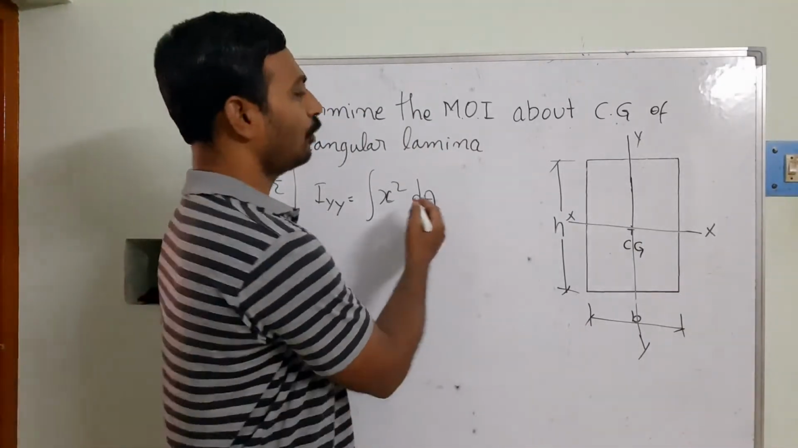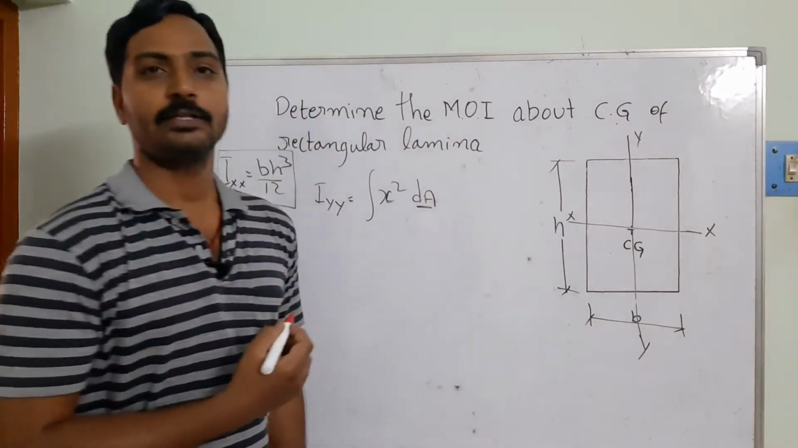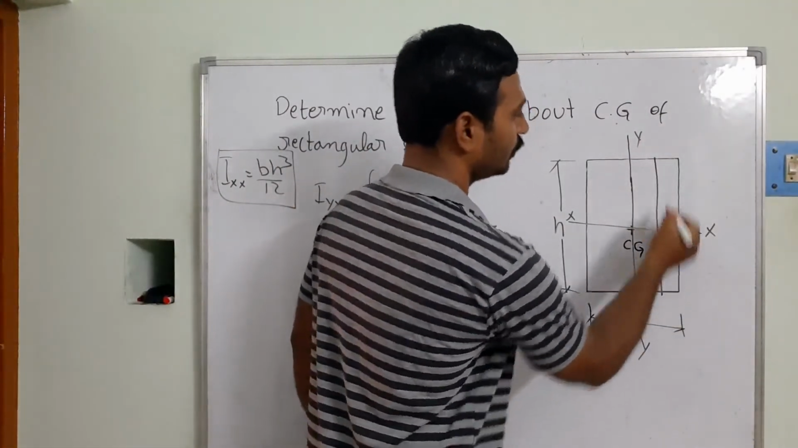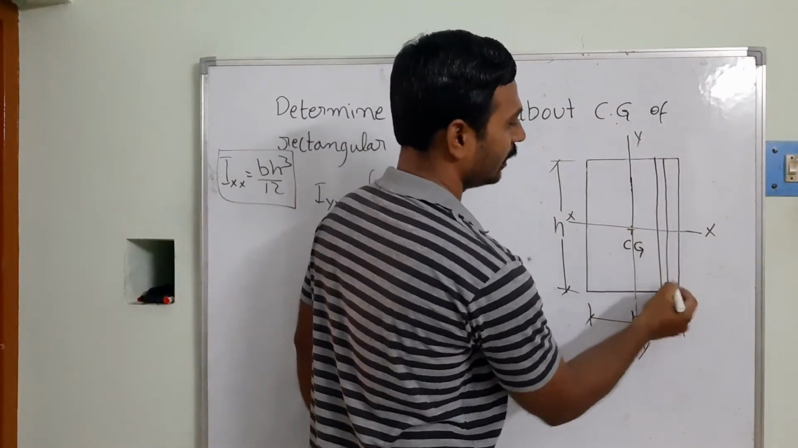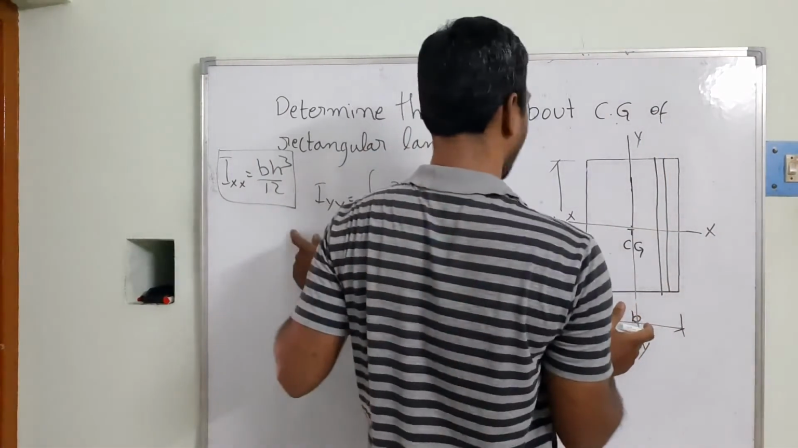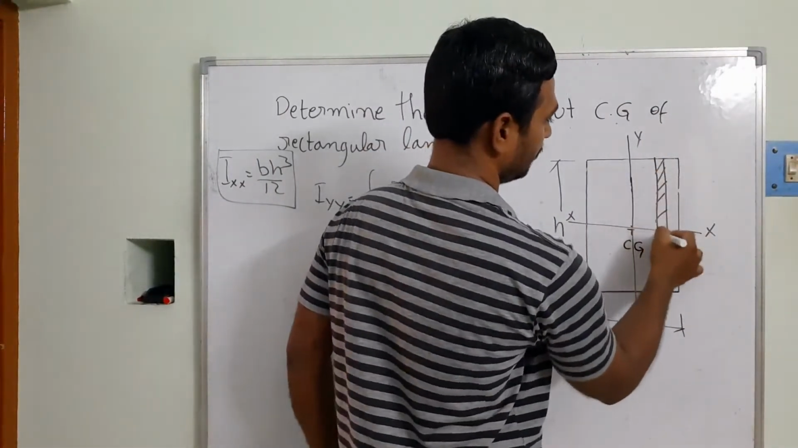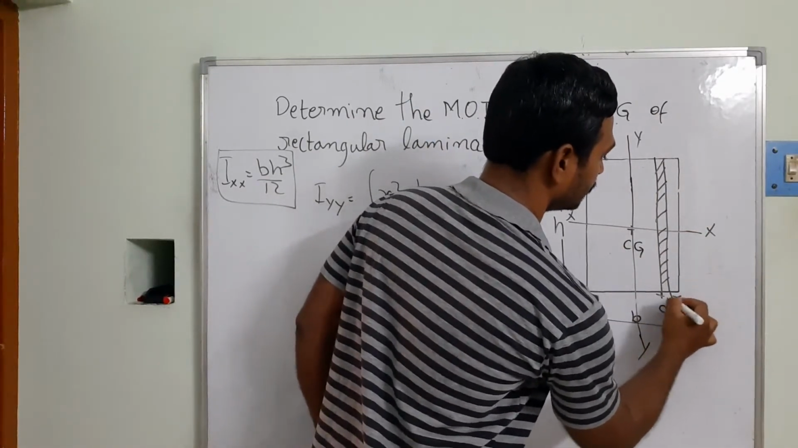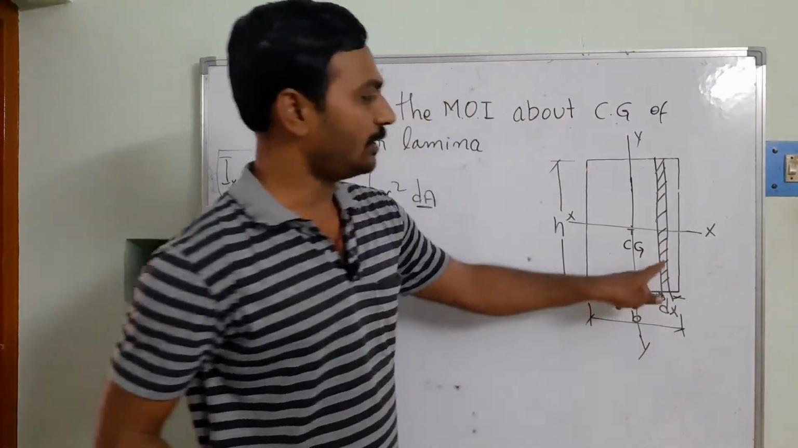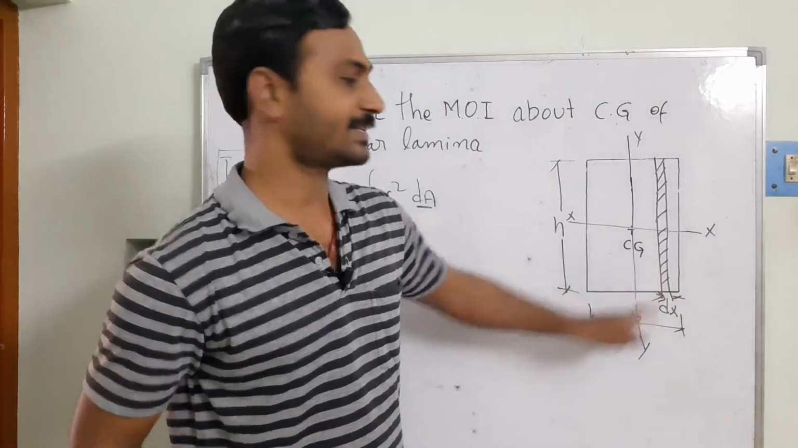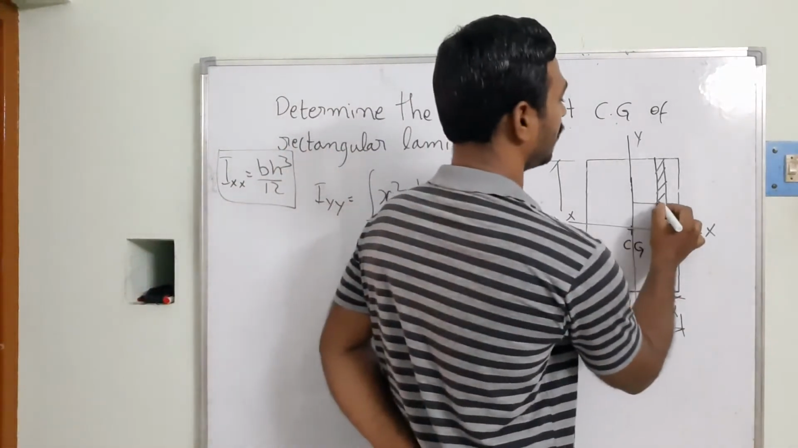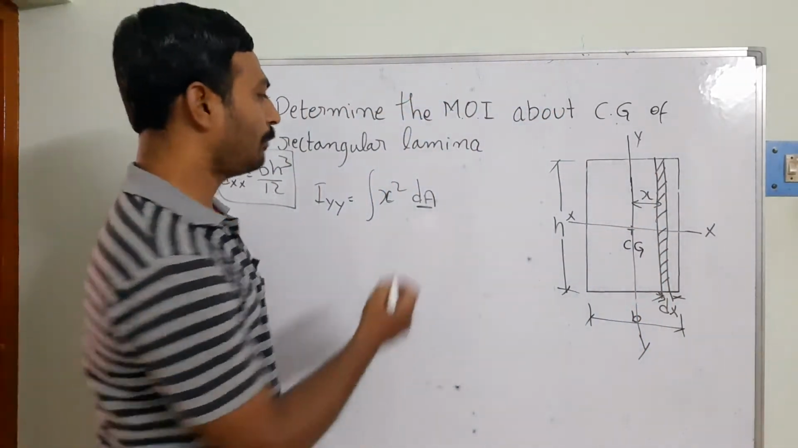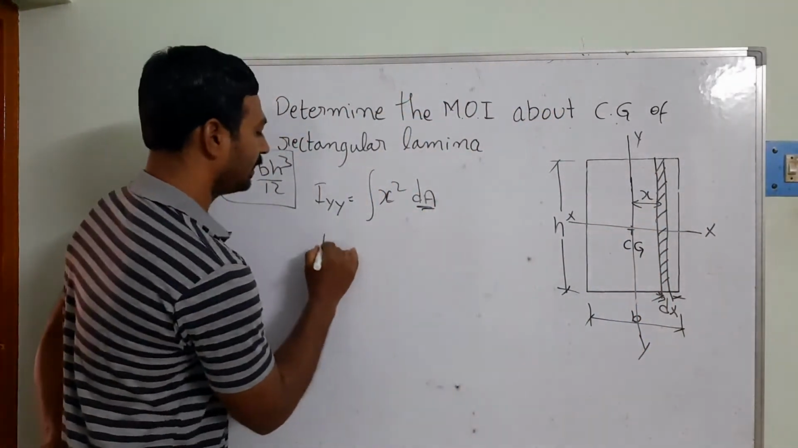Then I am going to talk about the dA here. For dA, I am going to take one elemental strip which is parallel to your observation axis. Here your observation axis is going to be your Iyy. So this is your observation axis and this is going to be your dx. The elemental strip is dx, and it is located at a distance of x from the y axis. Now I am going to find the dA, the elemental area.